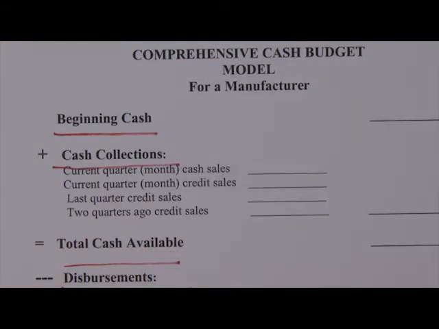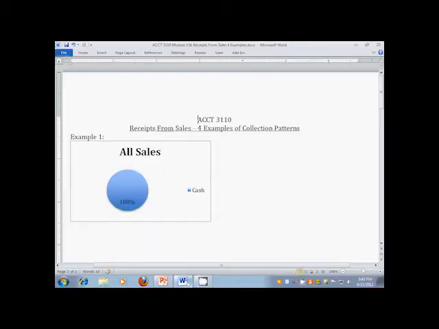Looking at the beginning of this comprehensive cash budget model, again, the beginning cash will have to be estimated. And one of the things we'll learn to do next is how to compute these collections from our sales. We all know that when we make sales, the cash is received over time. And so that's one of the things that has to be estimated: how will we collect on these sales that we make. Let's look at 4 examples of how a company might collect from sales.